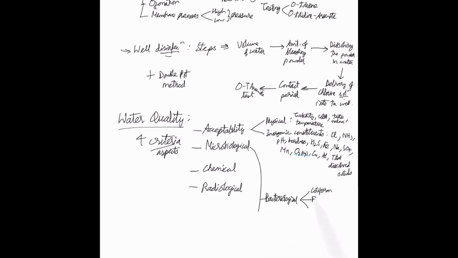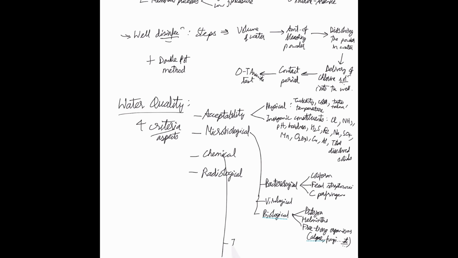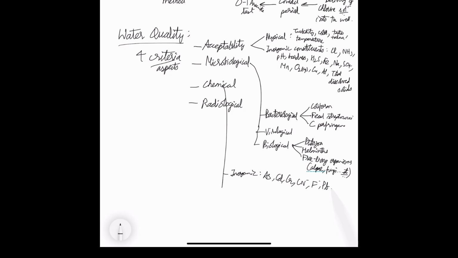Under microbiological aspects, we have bacteriological, virological, and biological. With this basically parasites. So under bacteriological, we have coliforms, fecal streptococci, and Clostridium perfringens. Under biological, we have protozoa, helminths, and other free living organisms like algae and fungi, etc. Now, under chemical aspects, we have inorganic and organic constituents. Inorganic has arsenic, cadmium, chromium, cyanide, fluoride, lead, mercury, nitrates and nitrites, and selenium. The important ones I have circled here.